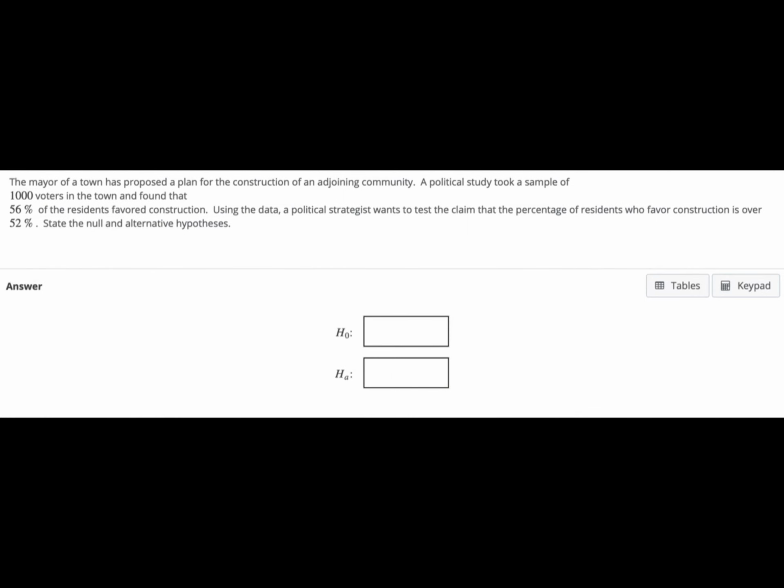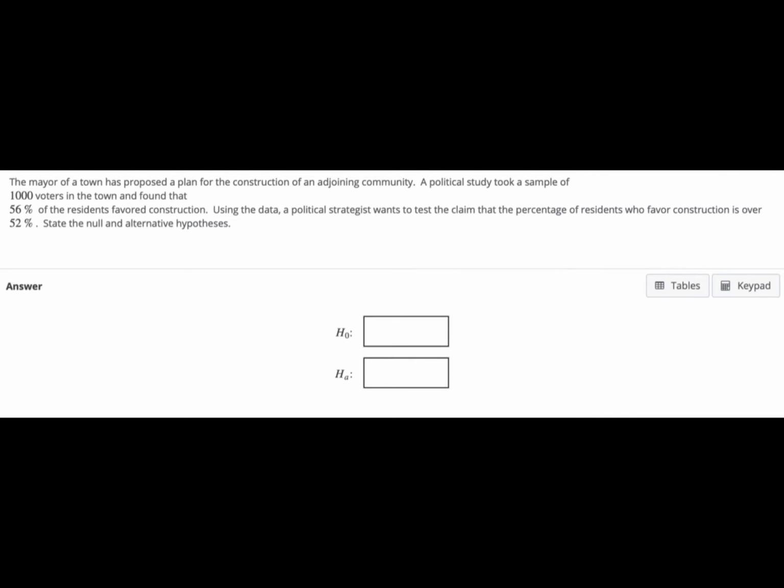This is another problem here, which is looking at a proportion. So it says that the mayor of a town has proposed a plan for the construction of an adjoining community. A political study took a sample of 1,000 voters in the town and found that 56% of the residents favoured construction. Using the data, a political strategist wants to test the claim that the percentage of residents who favour construction is over 52%. So that's what he wants to test.